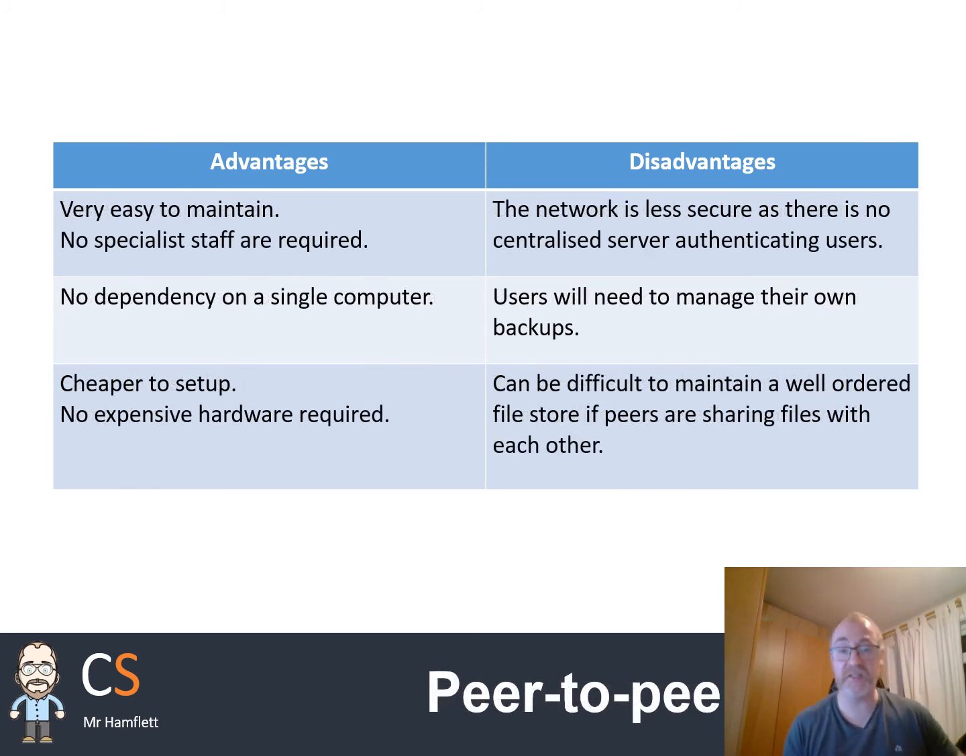Looking at peer-to-peer advantages and disadvantages. Advantages are it's very easy to maintain because if a computer fails for whatever reason, well, I've got 20 others providing the same service working together. So it's absolutely fine, and there's no dependency on a single computer. You don't need specialist staff to maintain each and every one of those PCs because they're all working together. So there's no one point of focus, as it were. It's much cheaper to set up because you don't need lots of powerful hardware, as I've said in the example of file sharing and Blizzard.